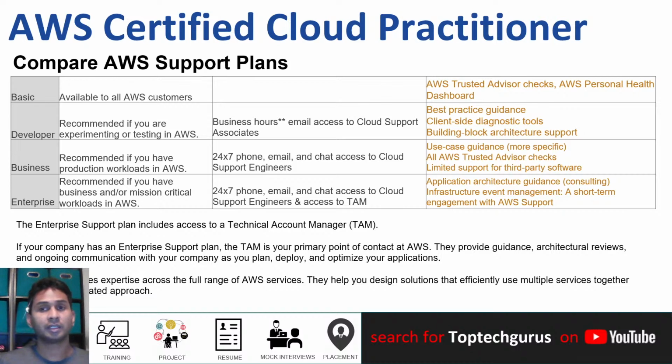This is also the first level where you get all AWS Trusted Advisor checks. During the basic and developer plans, you had AWS Trusted Advisor checks, but that was just the basic set. If you need all the AWS Trusted Advisor checks, you need to get to the business or the enterprise level support plan. For the limited, you also get limited support for third-party software.